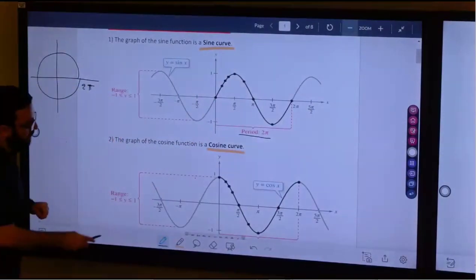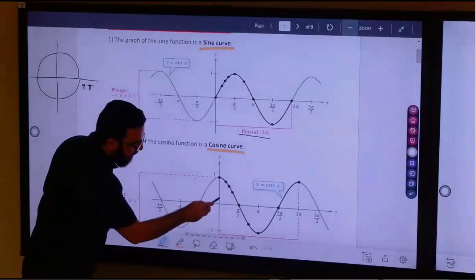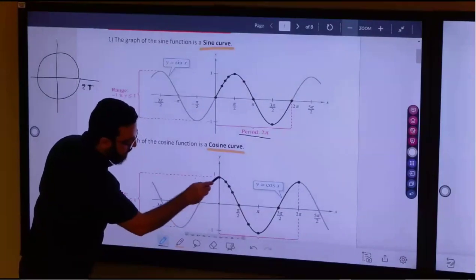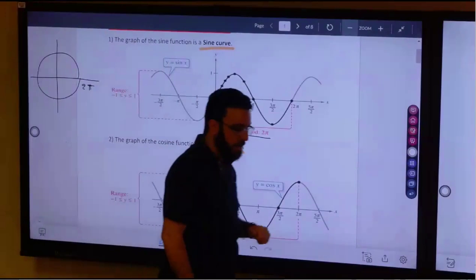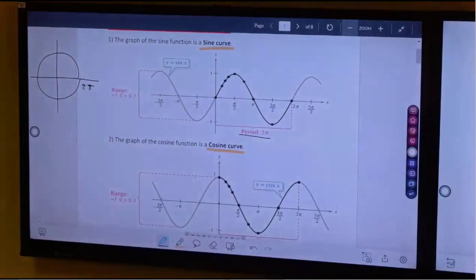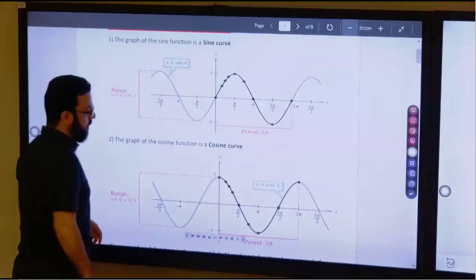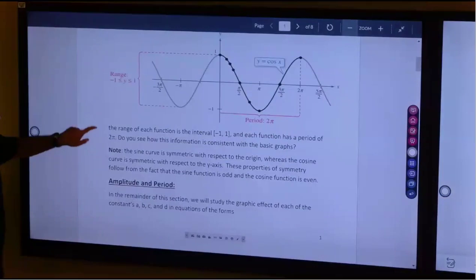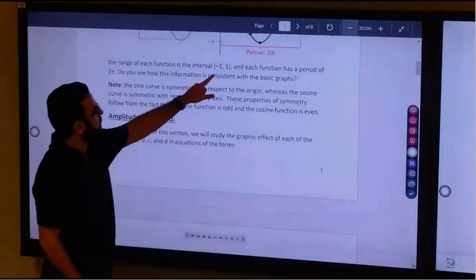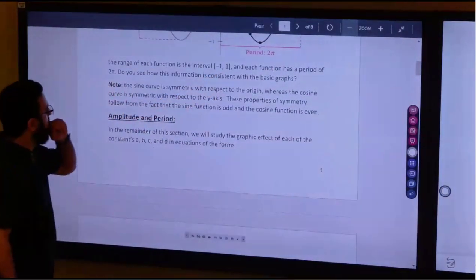One more thing. From the minimum point here, it's called what? Amplitude. And we're going to check that also. So the only thing I need you to know here. Now let's jump to the next part. They're telling you the range is going to be from -1 to 1.